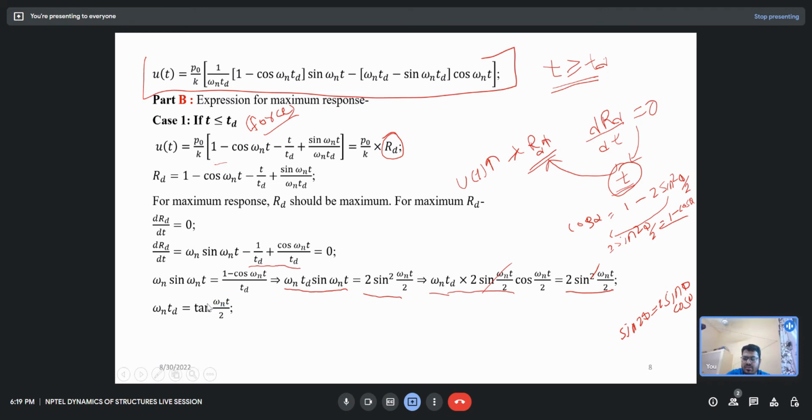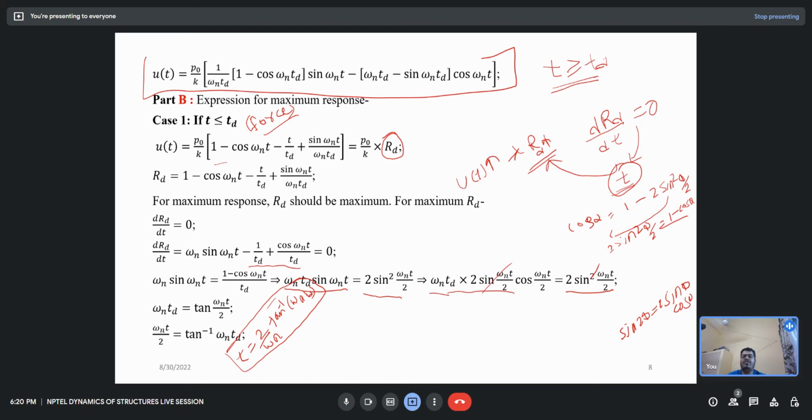So omega n td is equal to tan omega n t by 2. So what is my t value coming out to be here? Omega n t divided by 2 equals tan inverse of omega n td. So I get the t value as 2 over omega n tan inverse omega n td. That would be my t where my Rd will be the maximum.